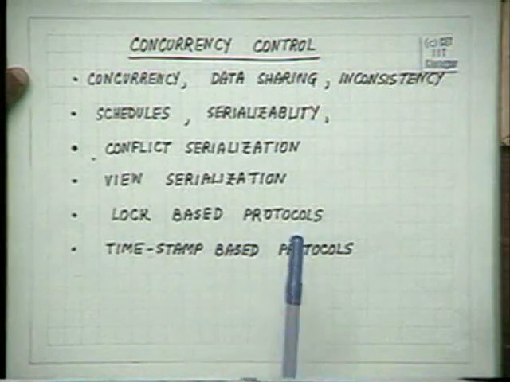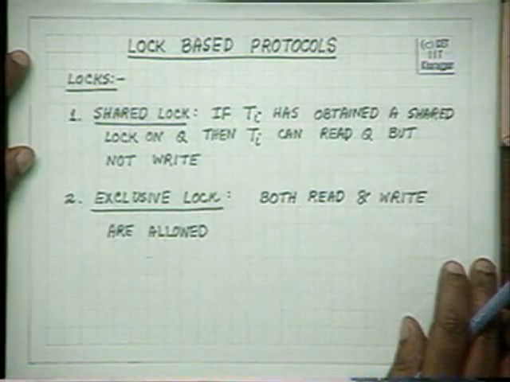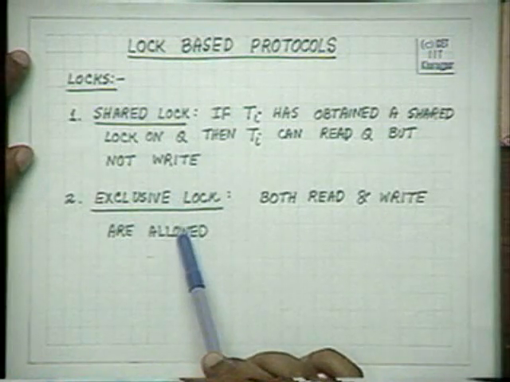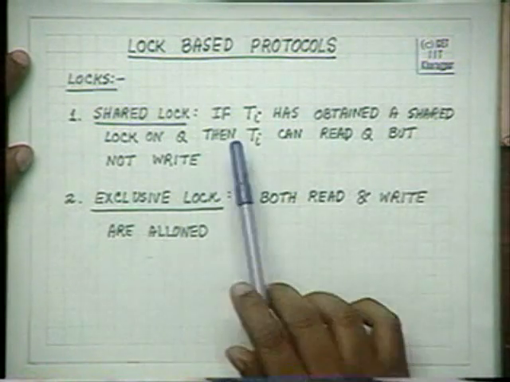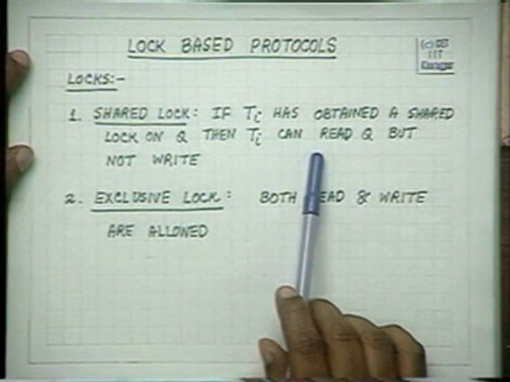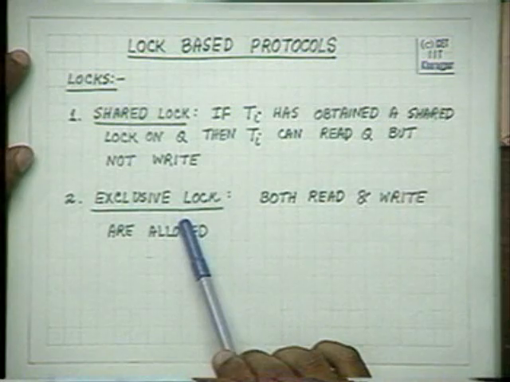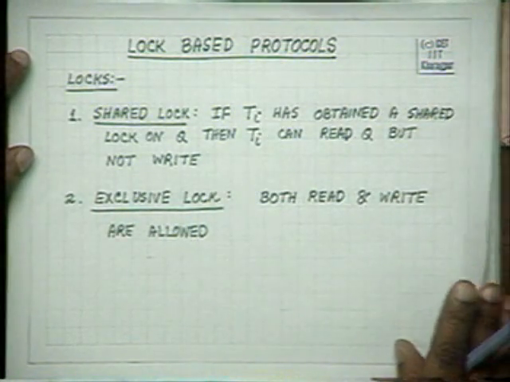We are discussing the topic of concurrency control in database management systems, and there we are discussing lock based protocols. In lock based protocols, the system provides a set of locks, and there are two types of locks: shared locks and exclusive locks. If a transaction acquires a shared lock, it can only read a data item Q. But if it acquires an exclusive lock on a data item Q, then it can both read and write the data item.